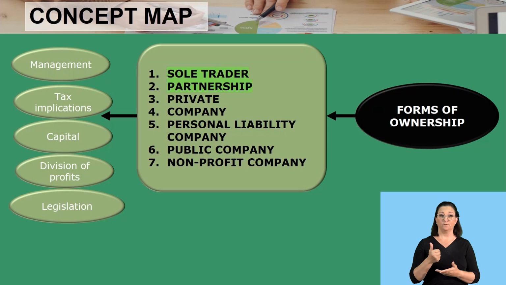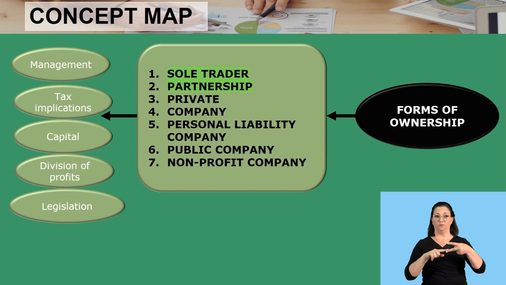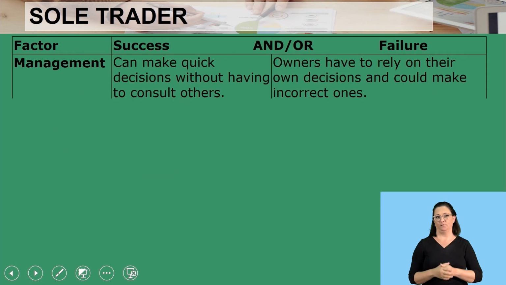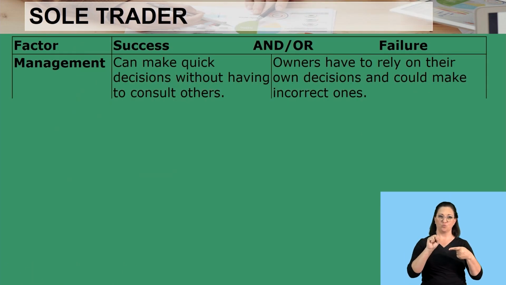We'll start by looking into the success and failure factors relating to management, tax implication, capital, and division of profit, together with legislation for sole traders, partnerships, and all the other forms of ownership. Let us start with the sole trader. The first criteria is your management. What is the success of a sole trader there?